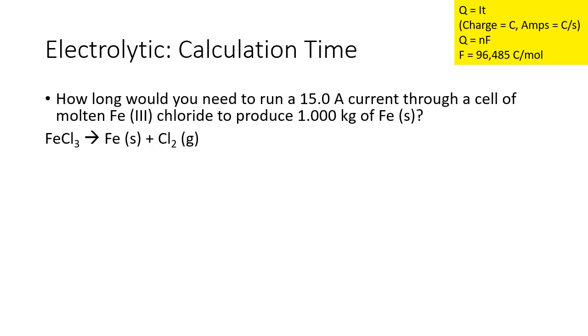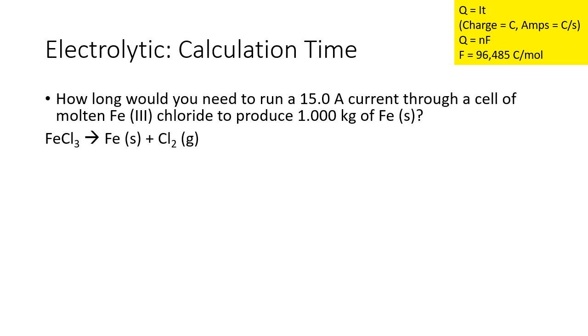We'll calculate for time in this example. How long would you need to run a 15 amp current, which is actually very high, by the way, through a cell of molten iron 3 chloride to produce 1 kilogram of iron? So this is actually a thing that people do.